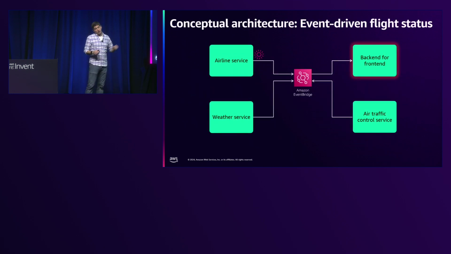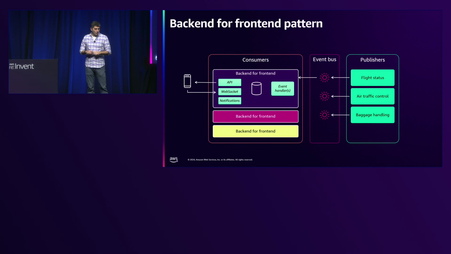Really high-level architecture, just to keep in the back of your mind. I apologize to anyone in the airline industry today. This is a gross simplification of what's going on. But we have a bunch of events coming from different services. They hit an event bus, and then we're going to implement what we're calling a backend for front-end service. So we're going to implement various flavors of this backend for front-end, or BFF.